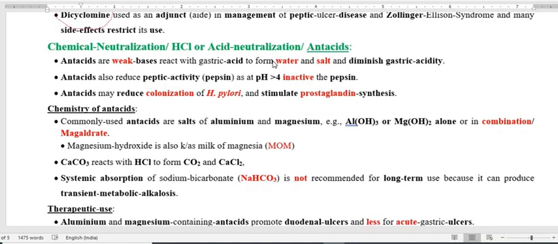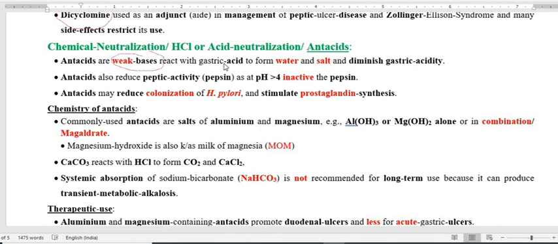Now we have to go through the chemical neutralizer. This is all about what we discussed earlier, the drugs which help to inhibit gastric acid secretion by the parietal cell. Now we have to go through the chemical neutralizer. It means the hydrochloric acid that is already released and found in the stomach has to be neutralized by the chemical. So chemical neutralization occurs, which we already discussed. How do they act? They are basic in nature, usually weakly basic.